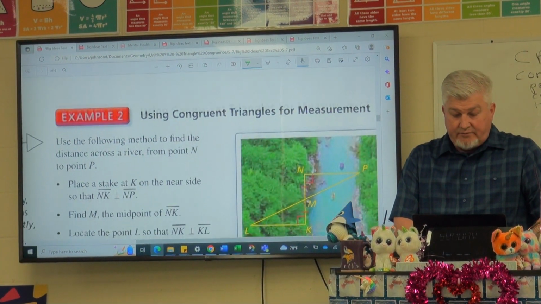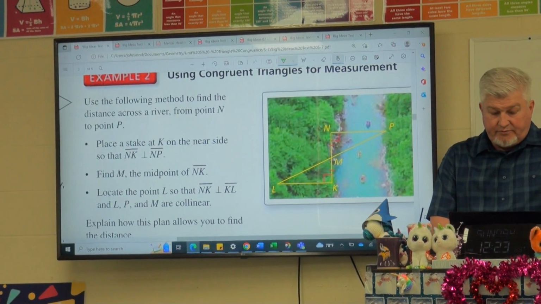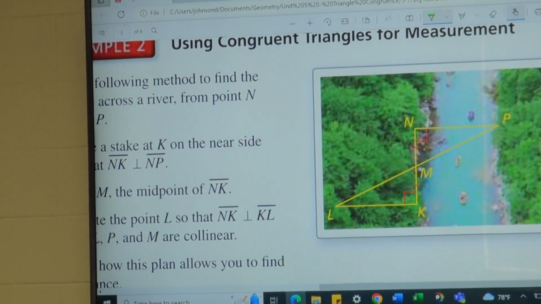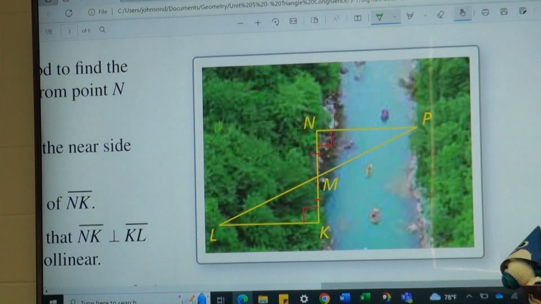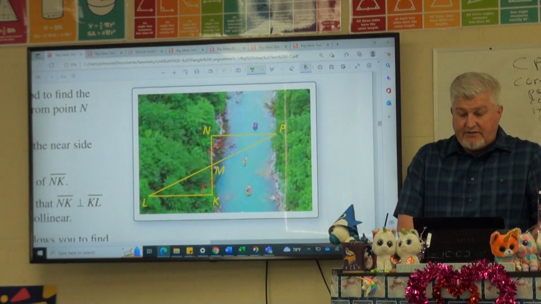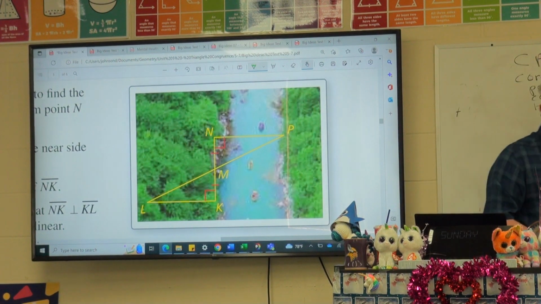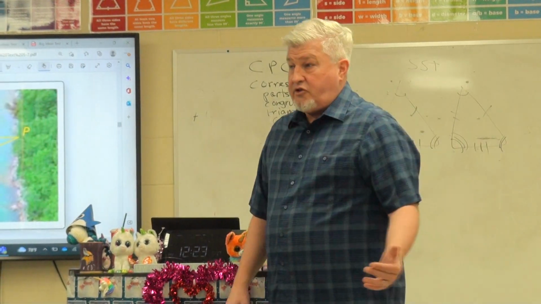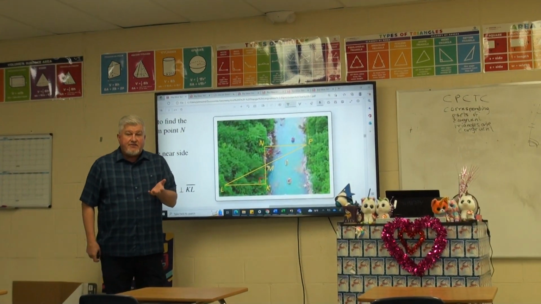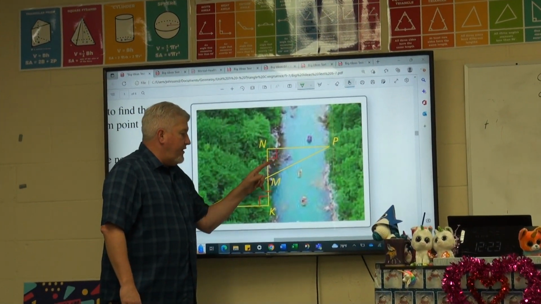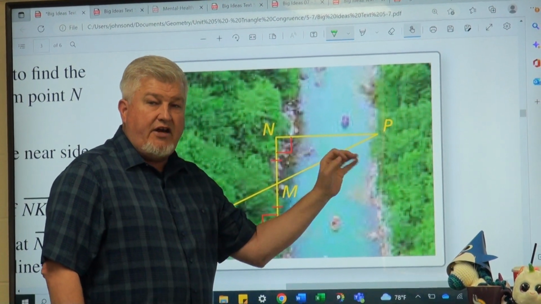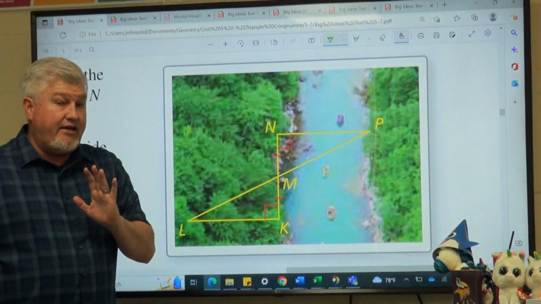This is very interesting, using congruent triangles for measurement. This says, use the following method to find the distance across a river from point N to point P. And I'm here to tell you, this method was used extensively until we created such things as laser systems to help us take measures across great distances. Before that, if you wanted to measure the distance across a large river, rather than sending someone swimming across the river and possibly drowning to death, you could use your knowledge of congruent triangles to do an indirect measurement across that river. And we are going to do this as a project when I get back.